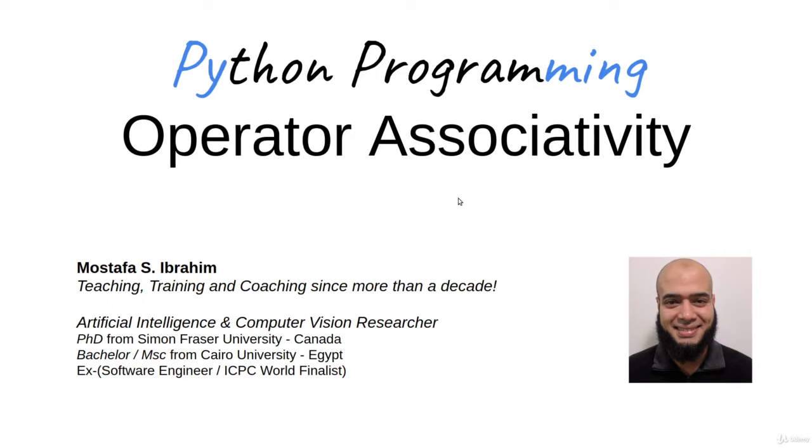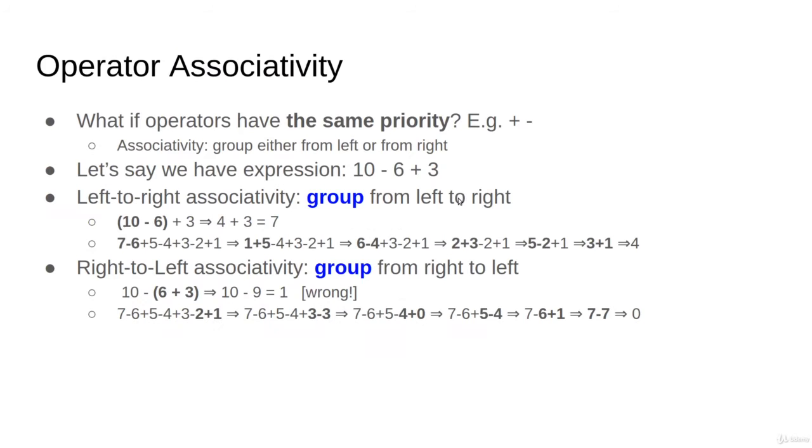Another relevant concept is operator associativity. Let's say that we are doing a bunch of operators, but they are all in the same category of the same priority, like for example the plus and minus. So the associativity refers to how you group them. Is it from left to right or from right to left?